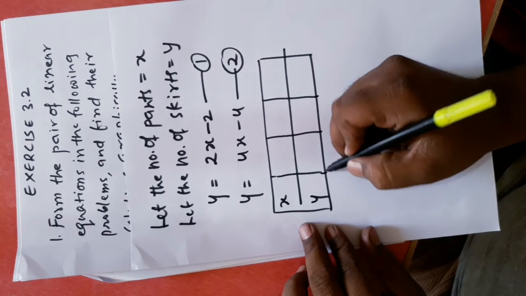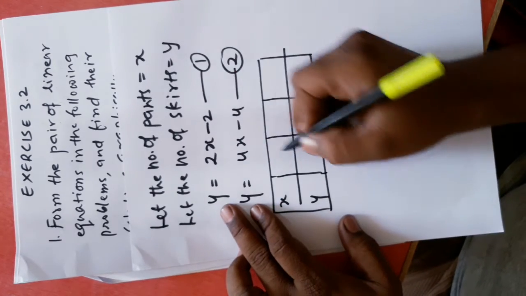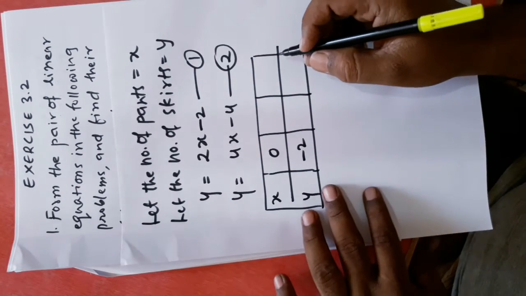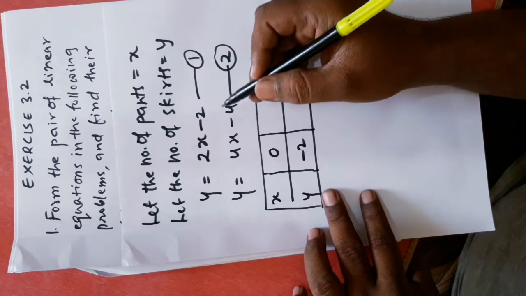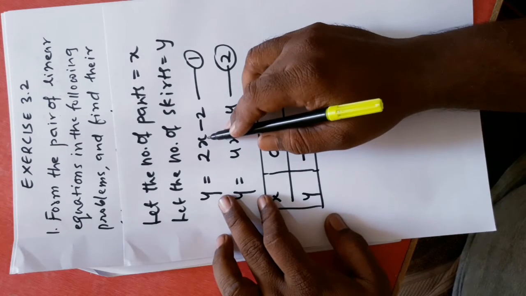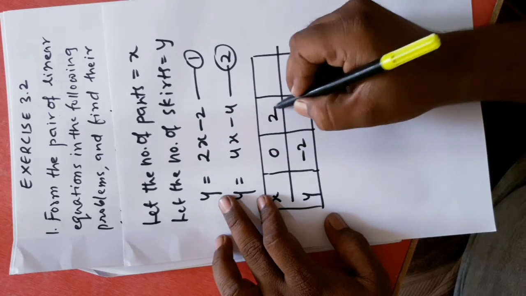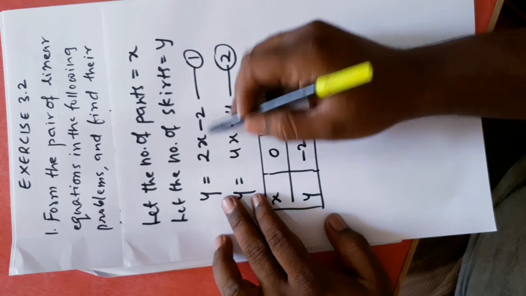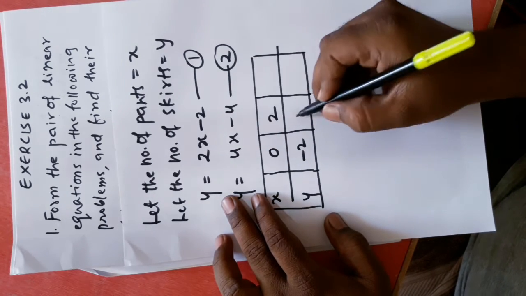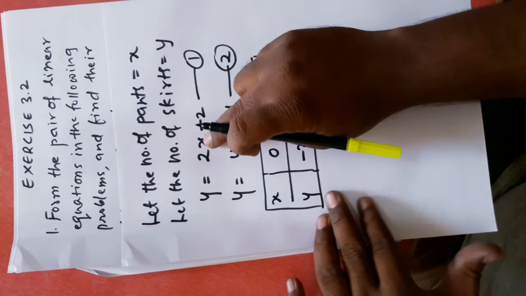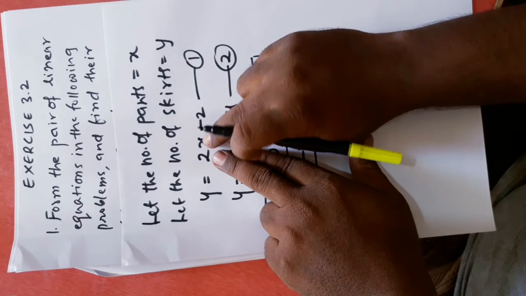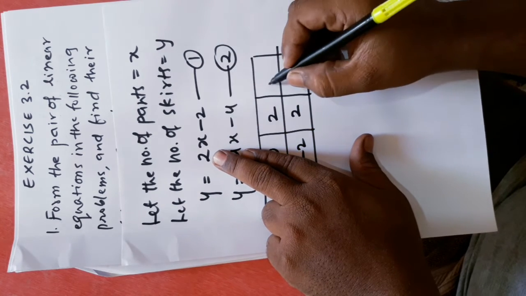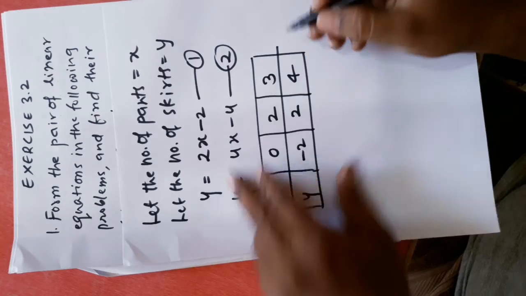Now if I take x is equal to 0 here, for equation 1, x is 0, y will be minus 2. If I put x is equal to 2, then 2 into 2 minus 2, y will be 2. If I put x is equal to 3, then 2 into 3, 6, 6 minus 2 will be 4. So x is equal to 3, y is equal to 4.